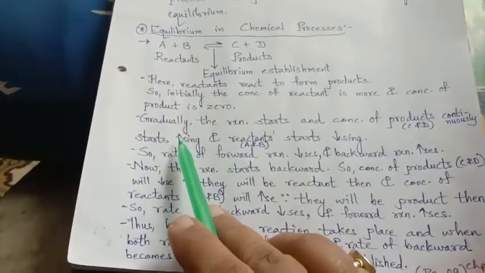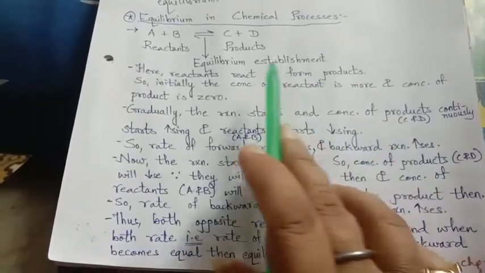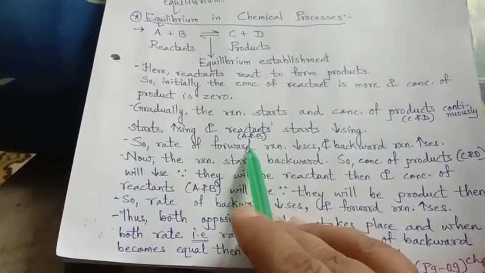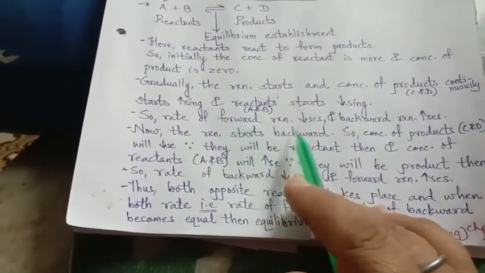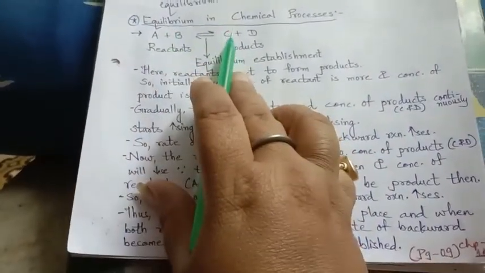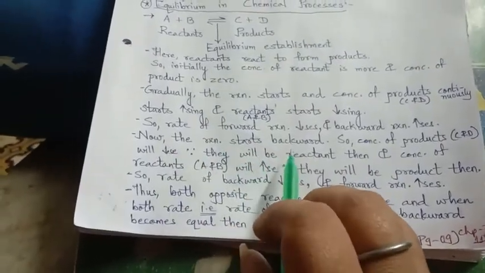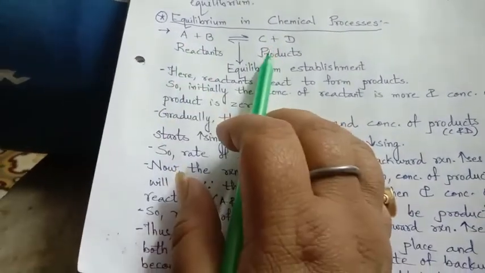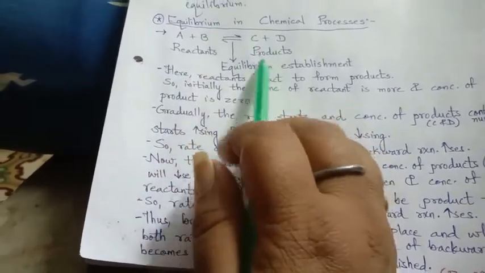So we can say that gradually the reaction proceeds and the concentration of products, that is C and D, continuously increases, and reactants, that is A and B, continuously decrease. So the rate of forward reaction decreases and the backward reaction increases. This reaction decreases and here it will be increasing. Now the reaction starts backward. That means it takes place when the maximum amount of reactant has reacted and product is now almost formed.